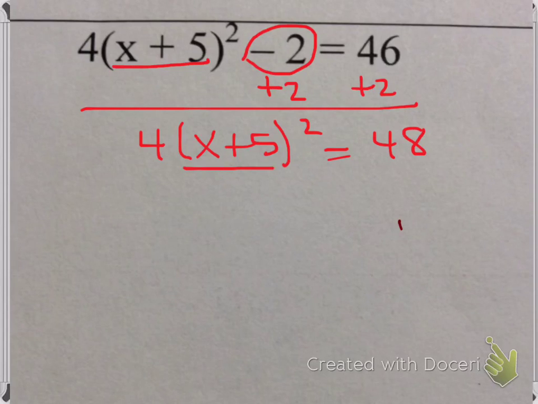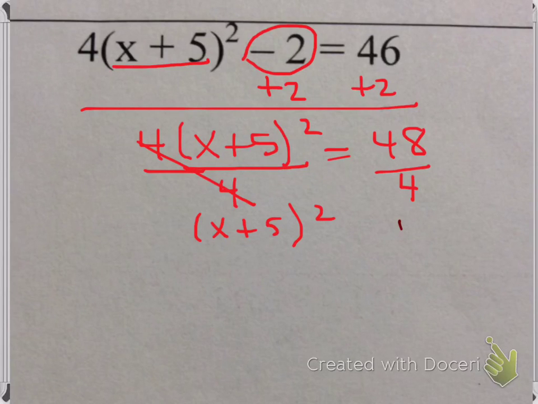Now again, my variable is stuck inside those parentheses, so I'm going to get rid of this 4. The 4 is times outside, so I'm going to divide it to the other side. The 4's cancel here, and I'm left with x plus 5 squared, and then the other side is equal to 48 divided by 4, which is 12.